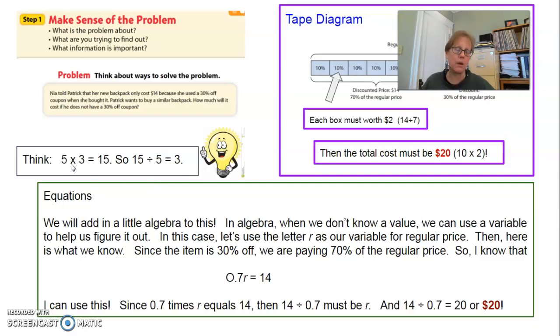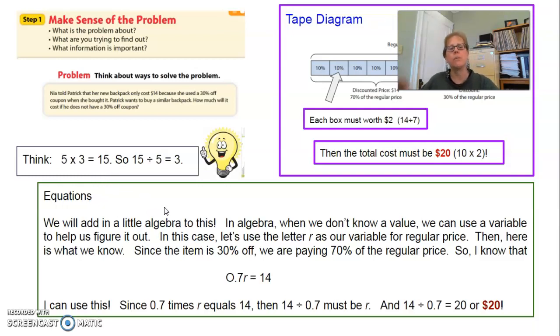So just remember, if 5 times 3 is 15, if I divide this answer by either one, the 5 or the 3, I'll get the other. So 15 divided by 5 would be 3, but 15 divided by 3 would also be 5. So remember that, and I'm going to refer to it again.